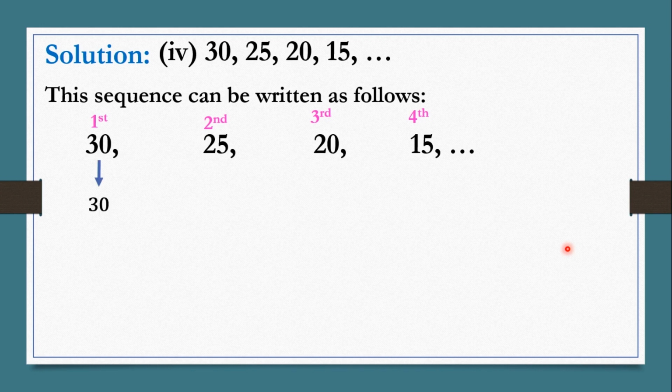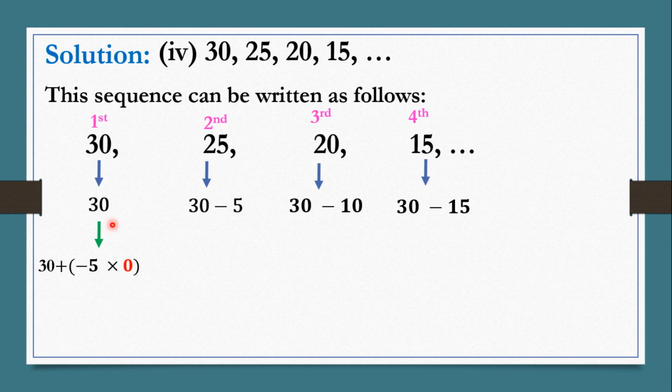30, I'm going to write it as 30 in terms of a first term. Here, 25 will be written as 30 minus 5. 20 will be written as 30 minus 10. 15 will be written as 30 minus 15. Now, 30, I'm going to write it as 30 plus negative 5 times 0. Why negative 5? Because we are subtracting 5 to get the next term. I have to minus 5 to get the next term. So that's why I have a minus 5.